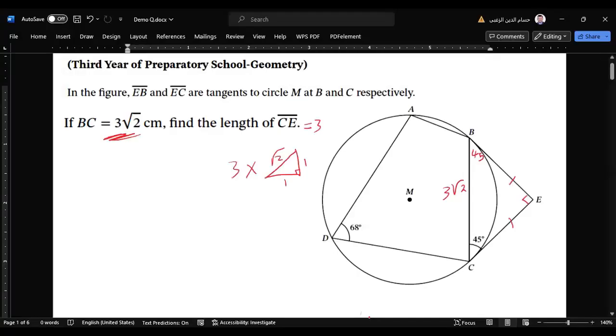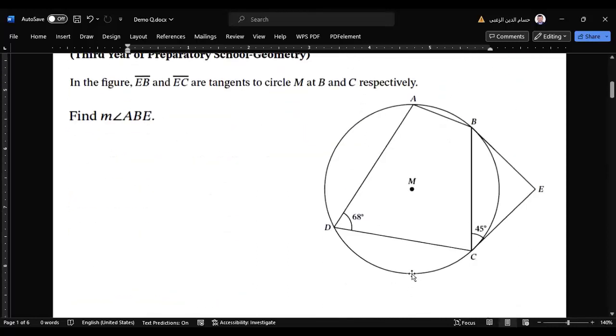Second one. With the same figure, he wants me to calculate the measure of angle ABE. From the previous one, we said that this is a right angle, and here is 45. He wants me to calculate ABE, all of this one. So I need this, and I want to know this one first.